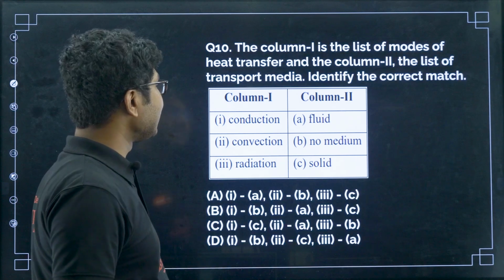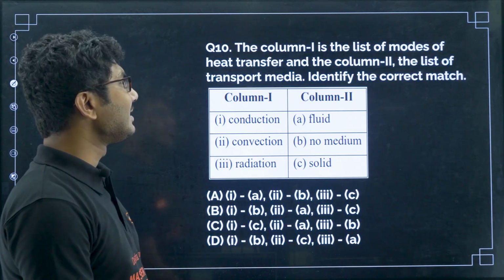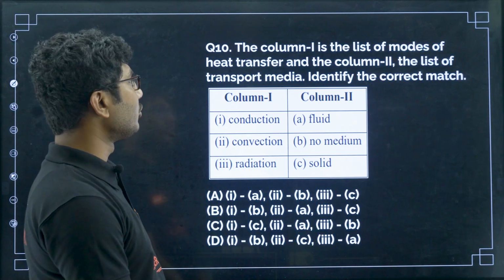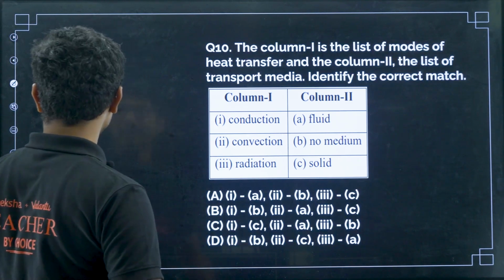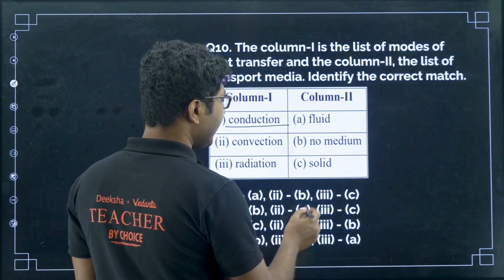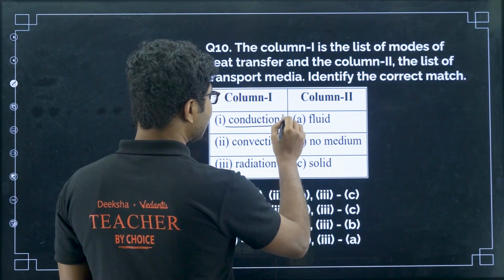Next, column 1 is the list of modes of heat transfer and column 2 is the list of transport media. Identify the correct match. Very easy question. Conduction happens only in solid. So obviously 1 is matching with C.